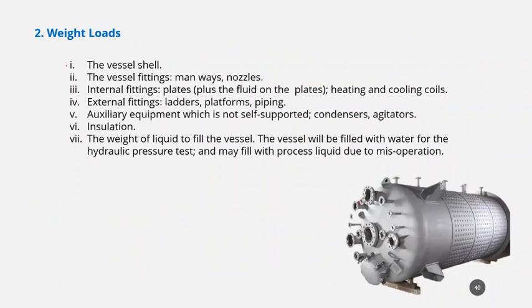Weight load includes the vessel shell, the vessel fittings such as manway and nozzle. We have internal fittings such as plates plus the fluid on the plate, so you should consider the fluid on the plate as well, and heating and cooling coils. And then next we have the external fittings such as ladder, platform, and piping. And we have the auxiliary equipment, which is not a support, such as condenser and agitator, that is mounted or connected to the pressure vessel.